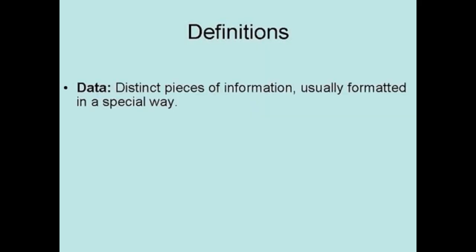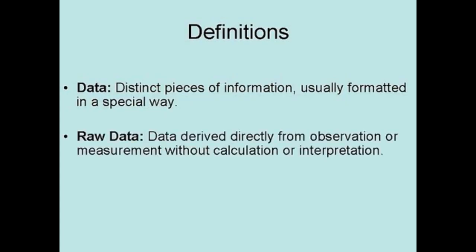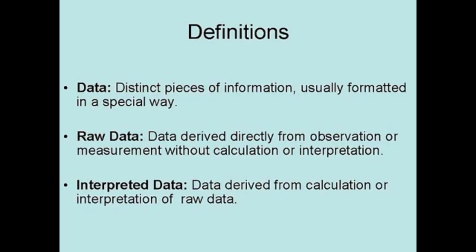To understand data, we first have to look at some definitions. Data is distinct pieces of information, usually formatted in a special way. Raw data is data derived directly from observation or measurements, without calculation or interpretation. Interpreted data is data derived from calculation or interpretation of raw data.